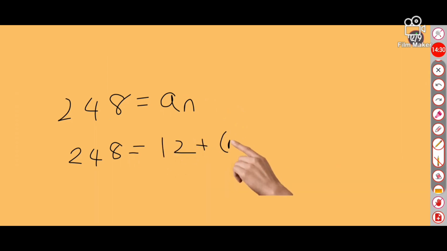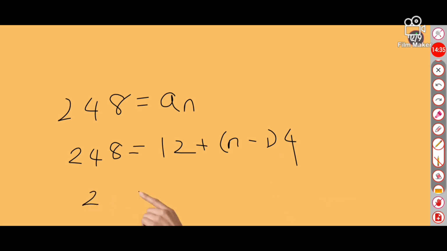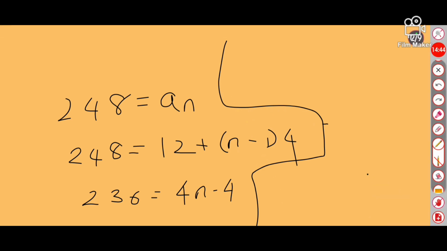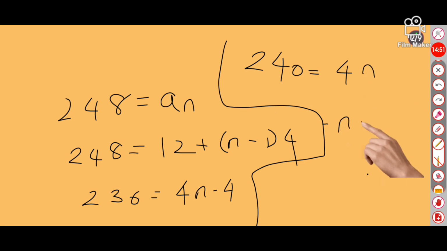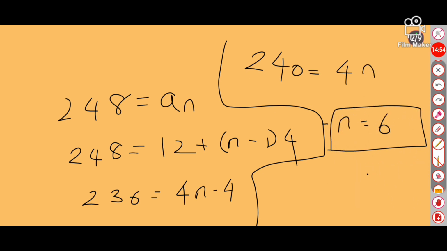12 plus n minus 1 into the common difference, which is 4. This 12 goes there, you get 236, which is nothing but 4n minus 4. This 4 goes there, 240 equals 4n, so n equals 60. So the value of n is nothing but 60. So how many multiples of 4 lie between 10 and 250? 60 multiples are there between 10 and 250, is what the result is, right?